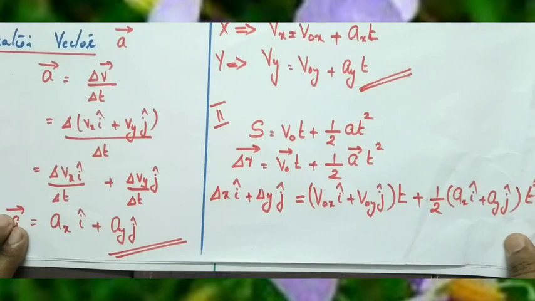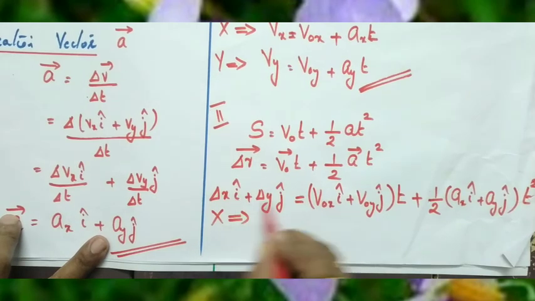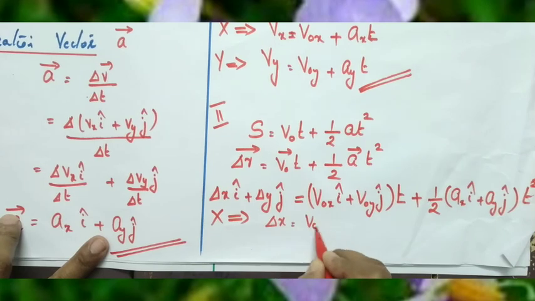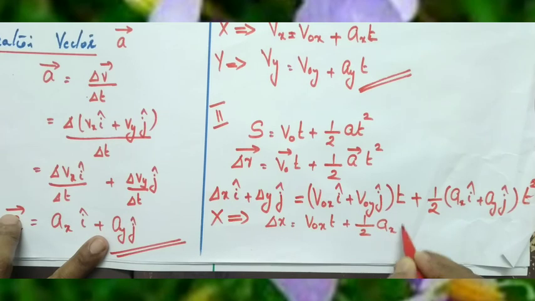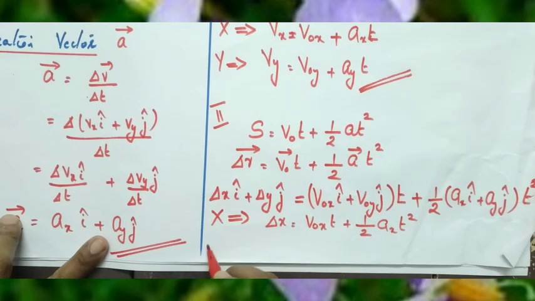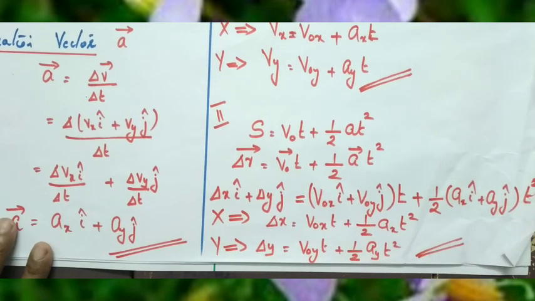Now the x component can be written by taking the i terms together. So we can write delta x equals v0x t plus half ax t square. And how will you represent the y component? The y component is delta y equals v0y t plus half ay t square. This is the representation of the second equation of motion in vector form.